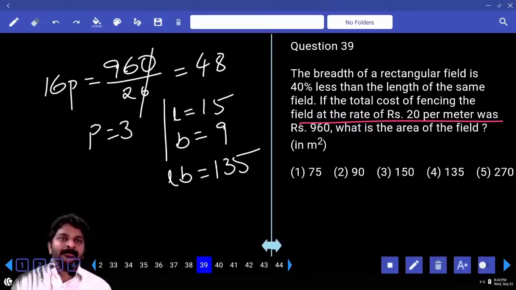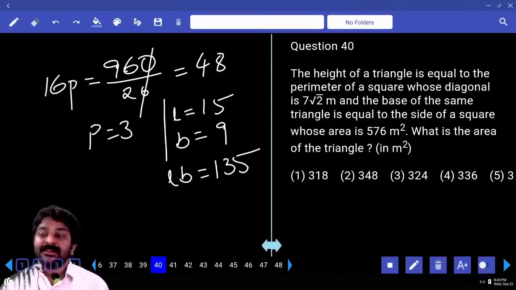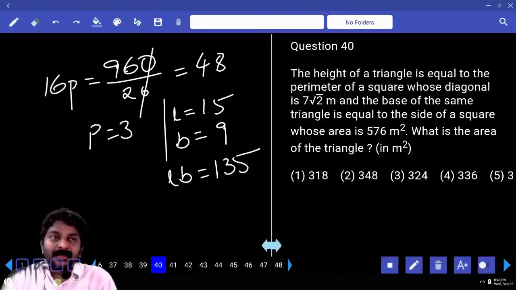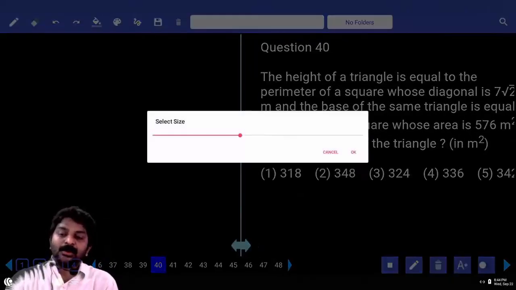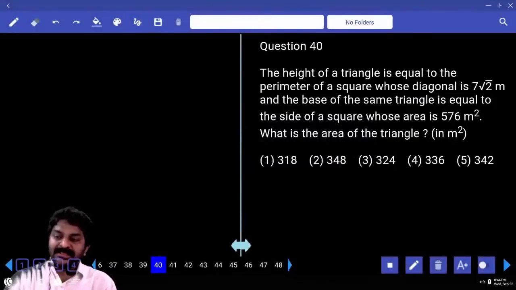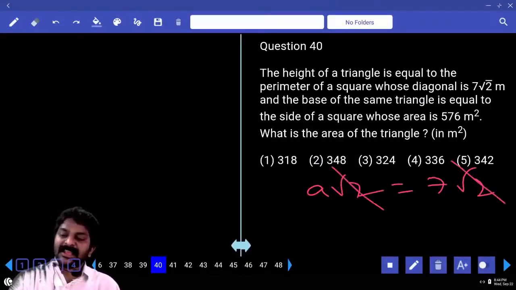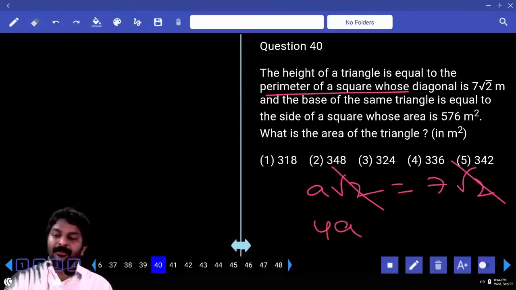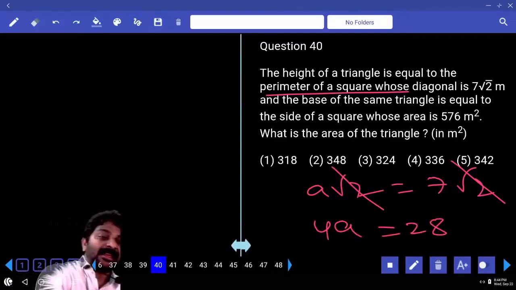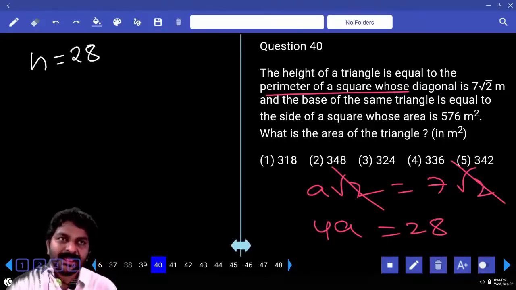Are you guys following? Next. The height of the triangle is equal to the perimeter of the square whose diagonal is 7 root 2. Diagonal in the sense that is a root 2. If a root 2 is equal to 7 root 2, root 2 gets cancelled, then a is equal to 7 only. But height is equal to the perimeter of the square. Perimeter in the sense 4a. 4a is equal to 28. Then the height of the triangle is equal to 28. We got this number. Okay.